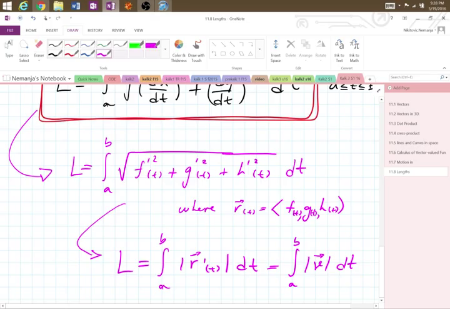All right, so there's our parametric form. Now let's prove the circumference of the circle, the formula for the circumference of a circle of radius capital R.